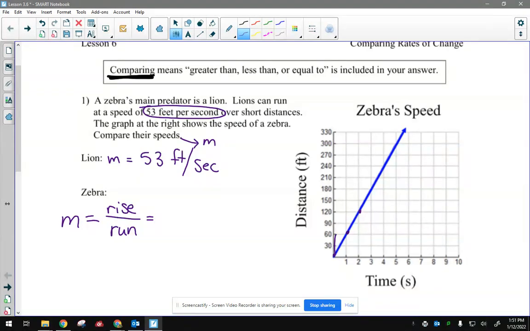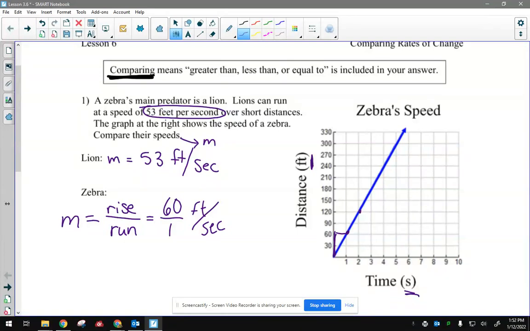Oh, Lainey, how many is that? 60. That's really 60. 30, 60 over 1. So a zebra runs 60 over 1. 60 what? Feet. Over 1 second. Oh, so it's 60 feet per second.